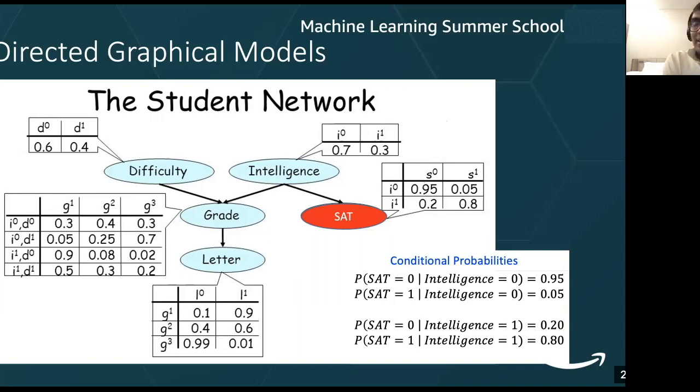And that is fairly high, which is equal to 0.95. And again, this makes sense because, like we discussed earlier, a student with a lower intelligence is likely to do poorly on this particular test.